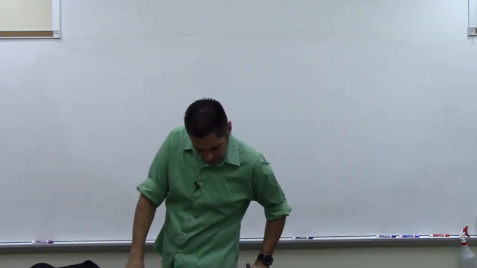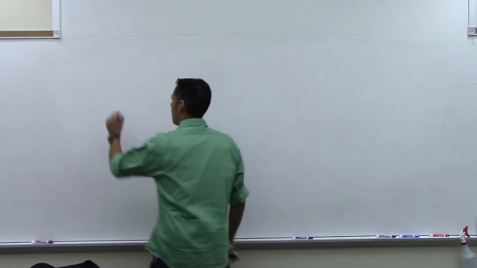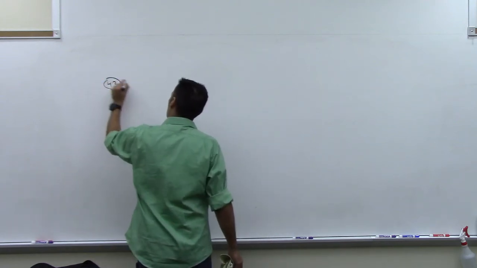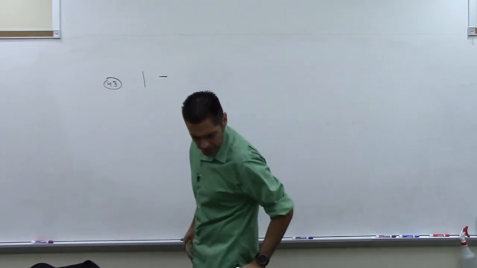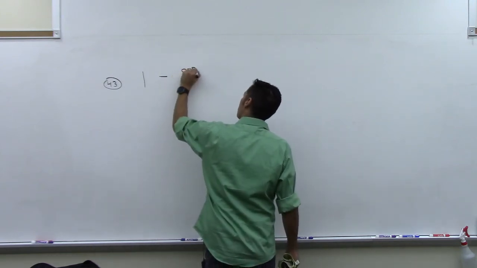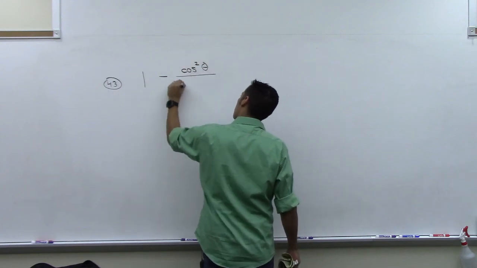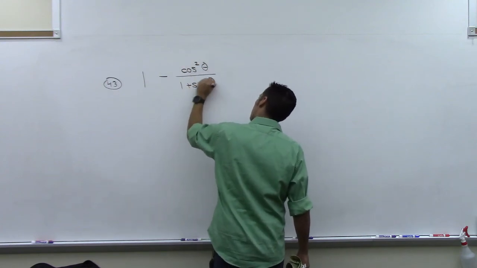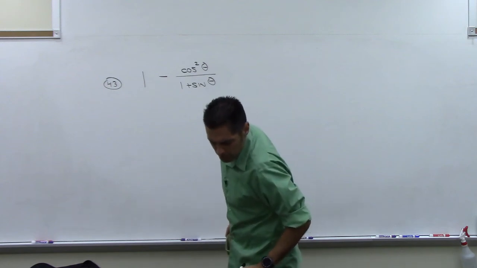All right, 43. 1 minus cosine squared theta over 1 plus sine theta equals sine theta.